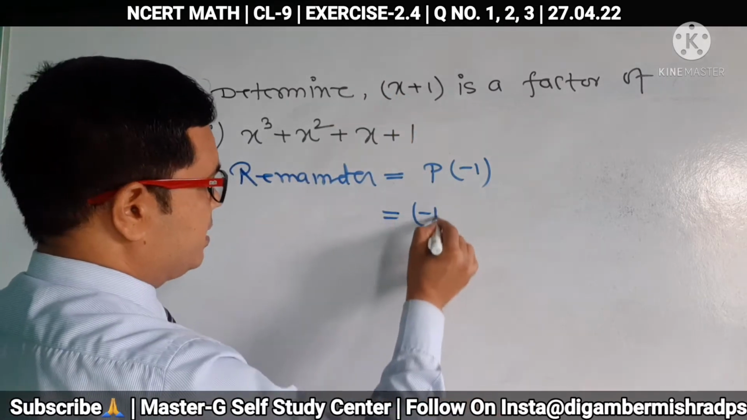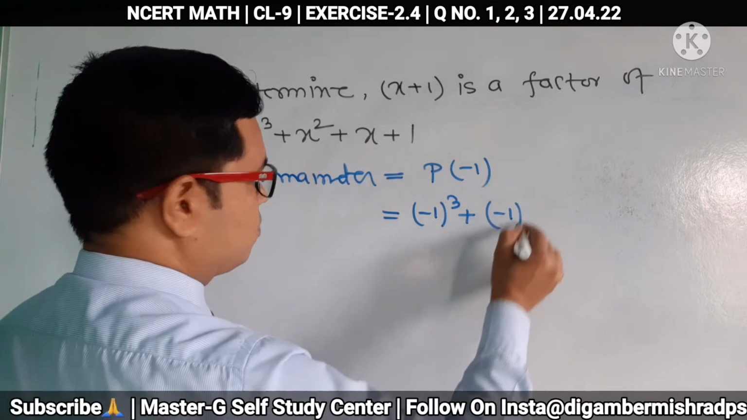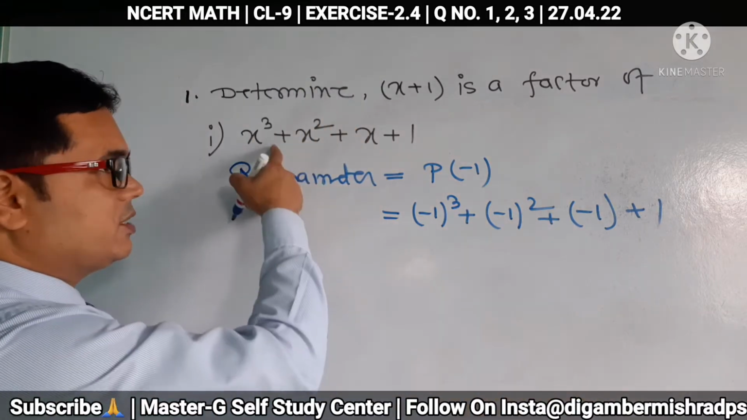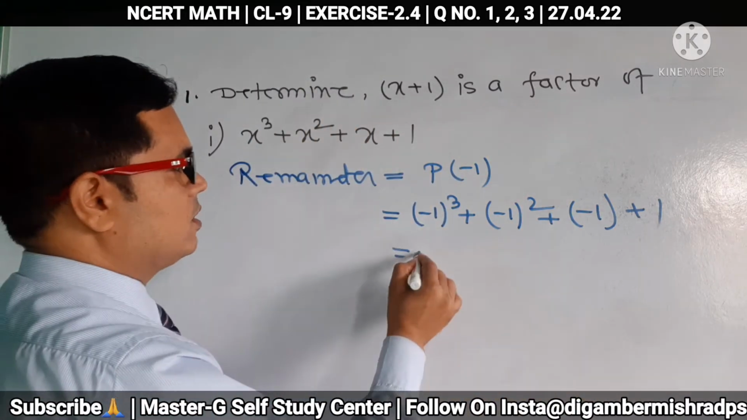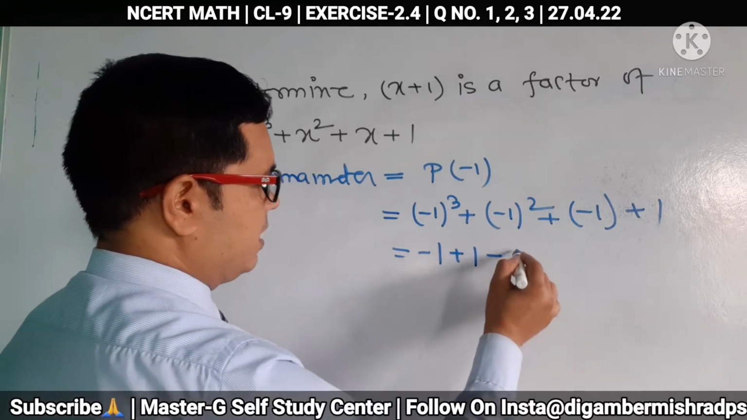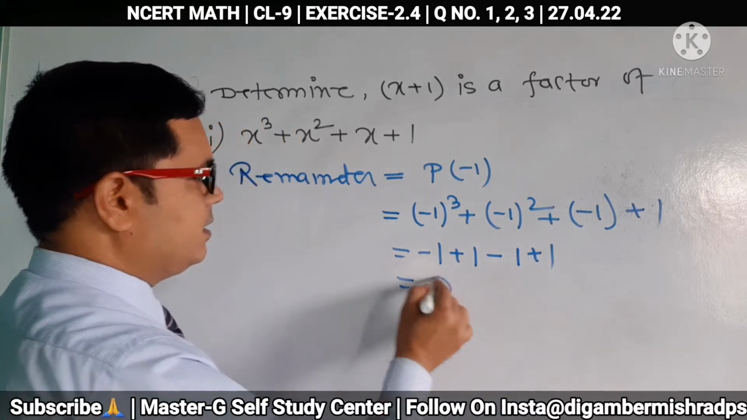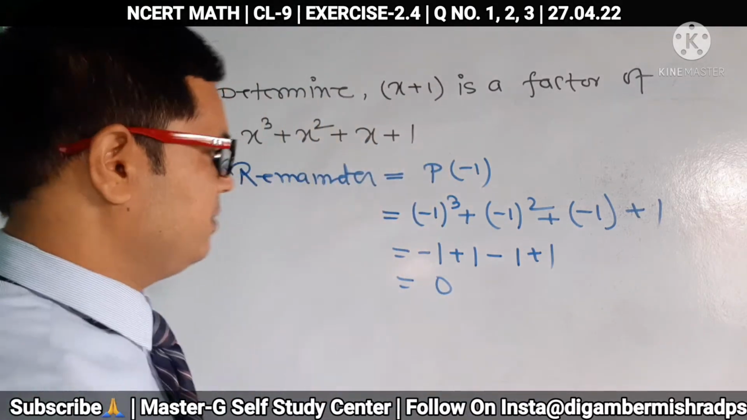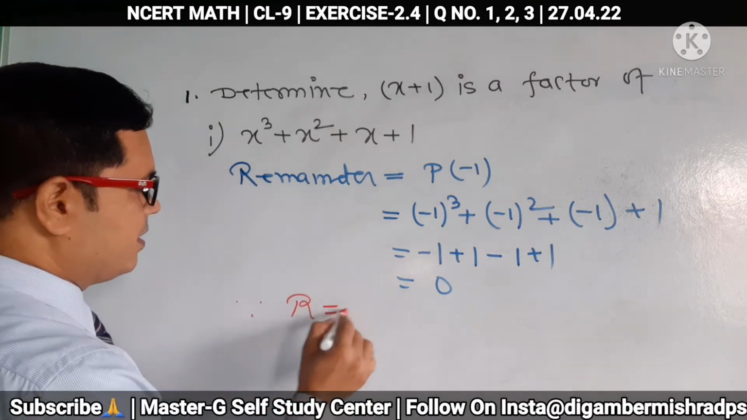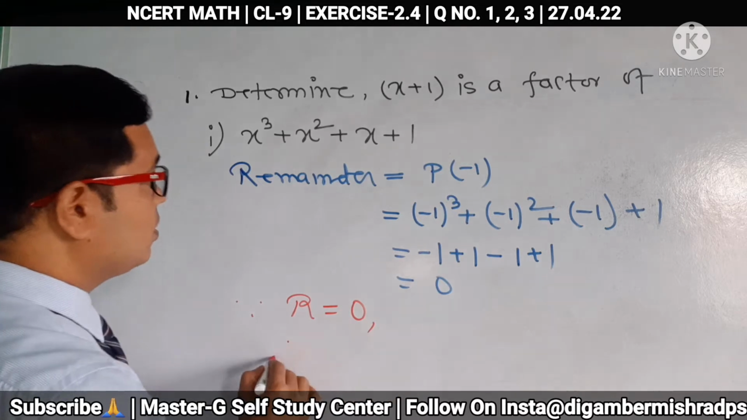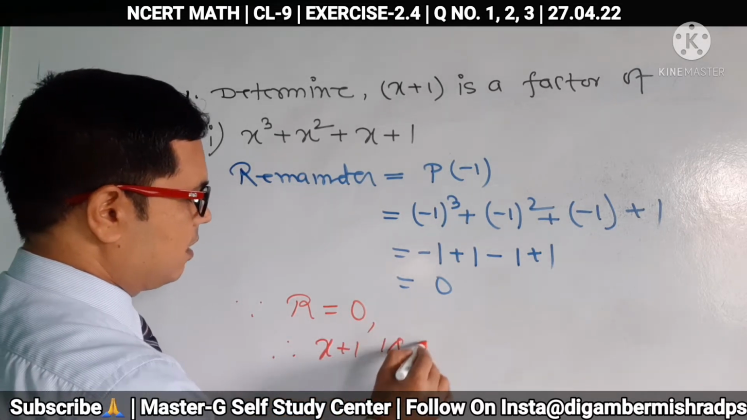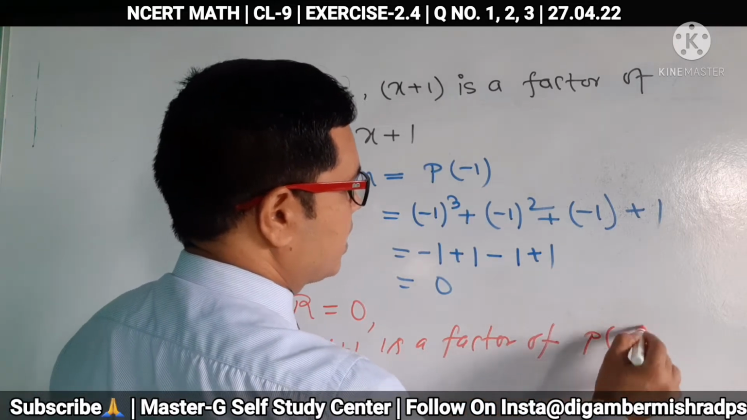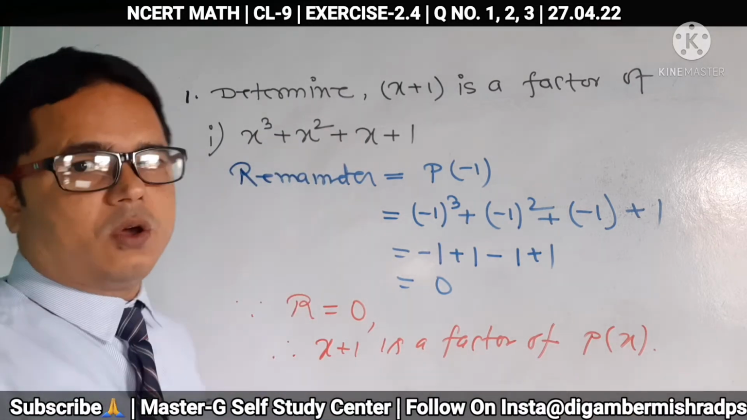So it will be (minus 1) whole cube plus (minus 1) whole square plus (minus 1) and plus 1. We have replaced all the x by minus 1. So this will be minus 1 plus 1, then minus 1 and plus 1, and in this way we are all seeing that it has come 0. So what does it mean? It means that we will write here: since remainder is equal to 0, therefore x plus 1 is a factor of p(x), or you can write here the given polynomial also.